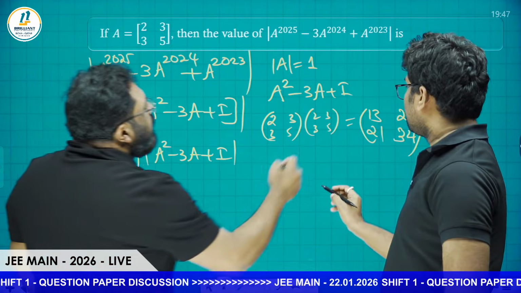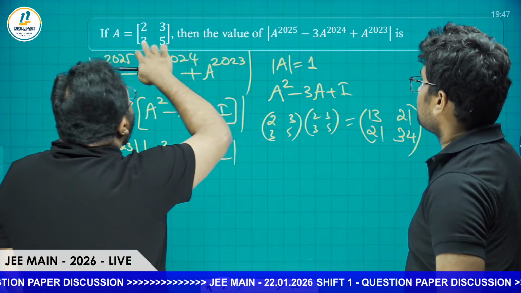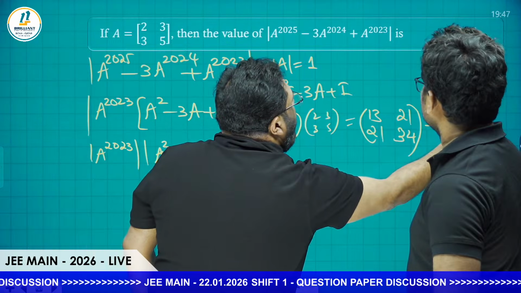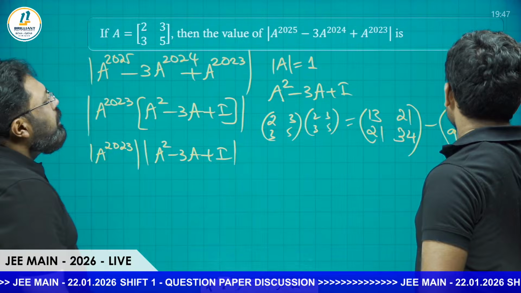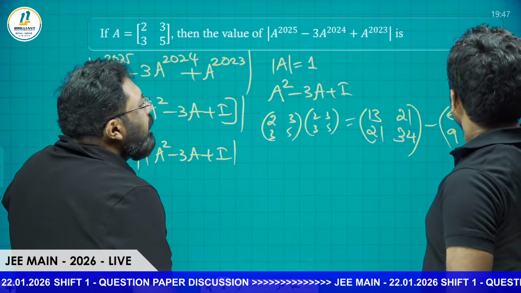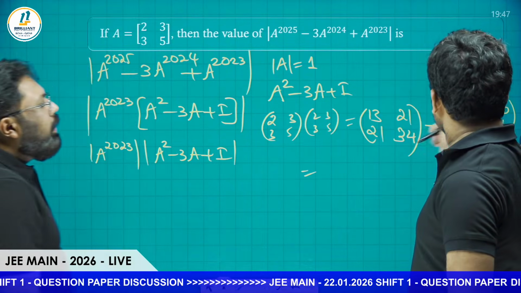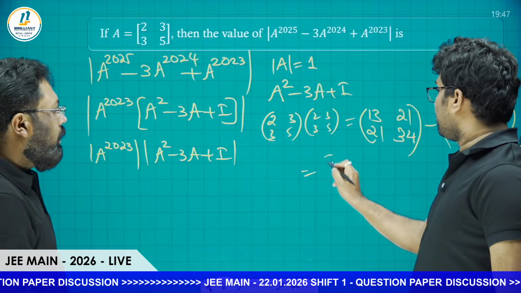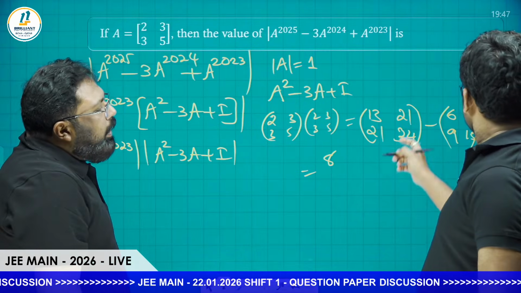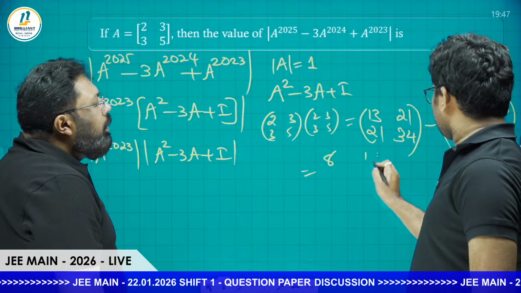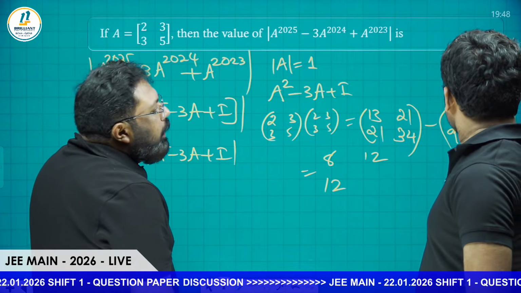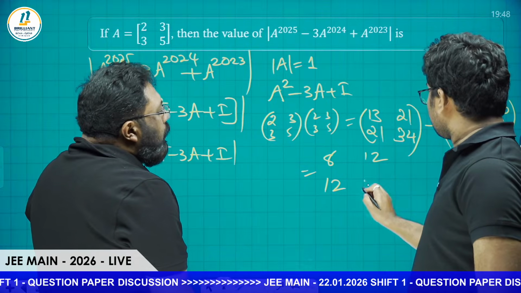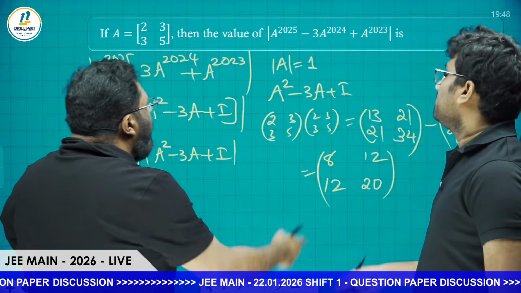3A is going to be 6, 9, 9, 15. And then I is 1, 0, 0, 1. So the value of that is going to be 13 minus 6 plus 1, 8. 21 minus 9, 12. 21 minus 9 again, 12. 34 minus 15 plus 1, 20. So we need to get the determinant of this matrix.